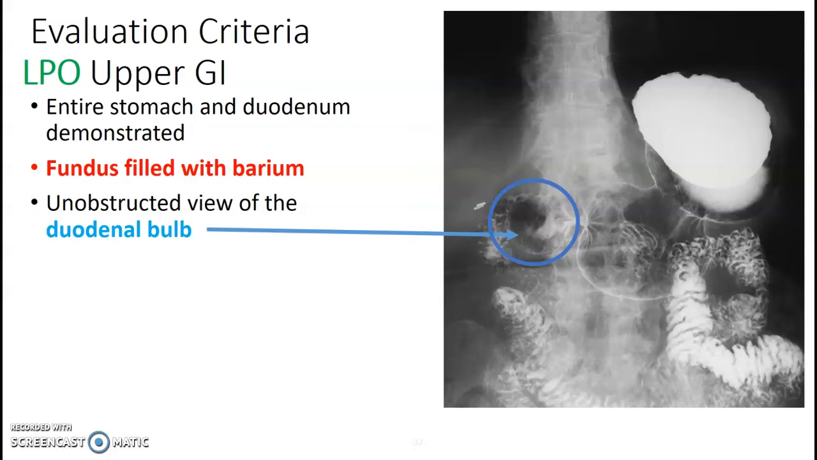LPO is where I want to see my duodenal bulb. And you guys that have been in fluoro, I'm sure you've seen your radiologist have the patient on their left side. They take the patient by their hip and they sort of rock them back and forth into a steeper or shallower LPO to find that duodenal bulb shot.